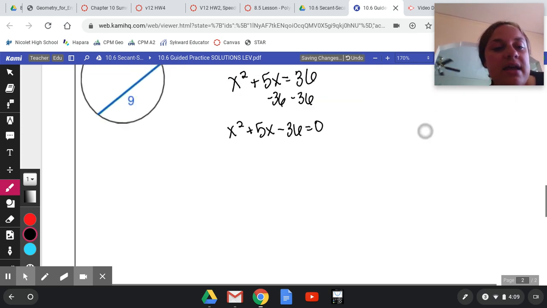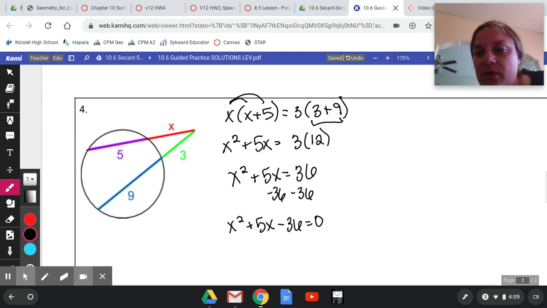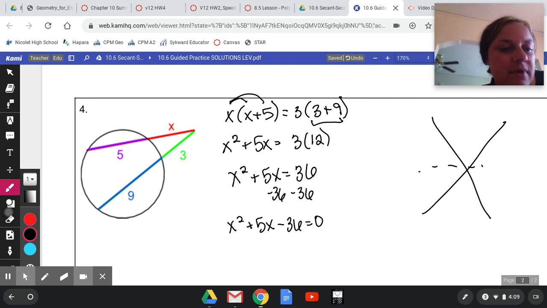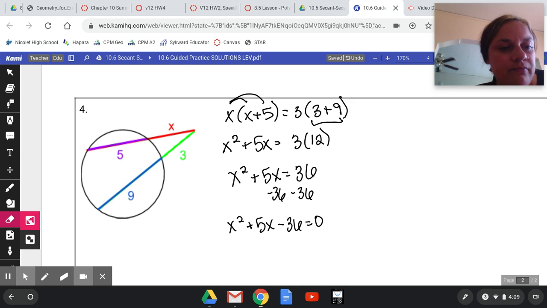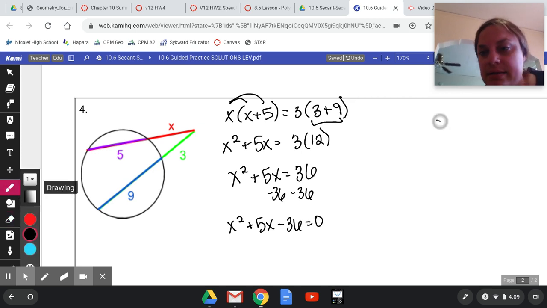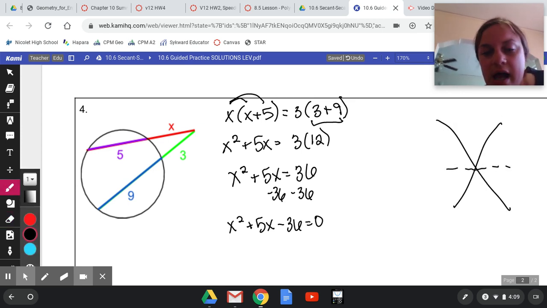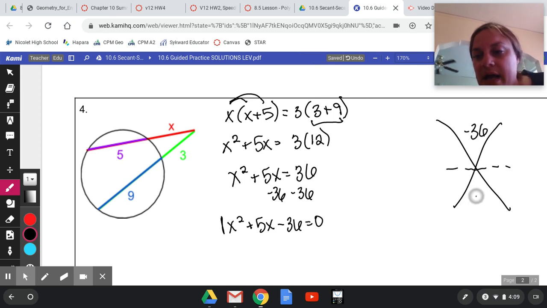Okay. So now you guys recall, we've talked about this before. We make our little x, their dashed line, and then it's like an imaginary 1 out here, right? So 1 times negative 36 is negative 36. That goes at the top. The positive 5 goes at the bottom. I need two numbers that multiply to a negative 36 and add to a positive 5.